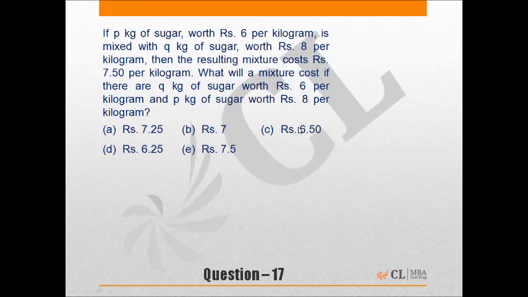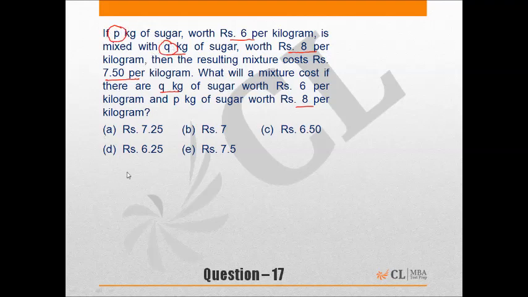Question 17. P kg of sugar worth rupees 6 per kg is mixed with Q kg of sugar worth rupees 8 per kg. Then the resulting mixture costs 7 rupees 50 paisa per kg. What will the mixture cost if there are Q kg of sugar worth 6 and P kg of sugar worth 8 per kilogram? Again a question of alligation. While these P's and Q's will tend to confuse us, we'll try to keep things simple.